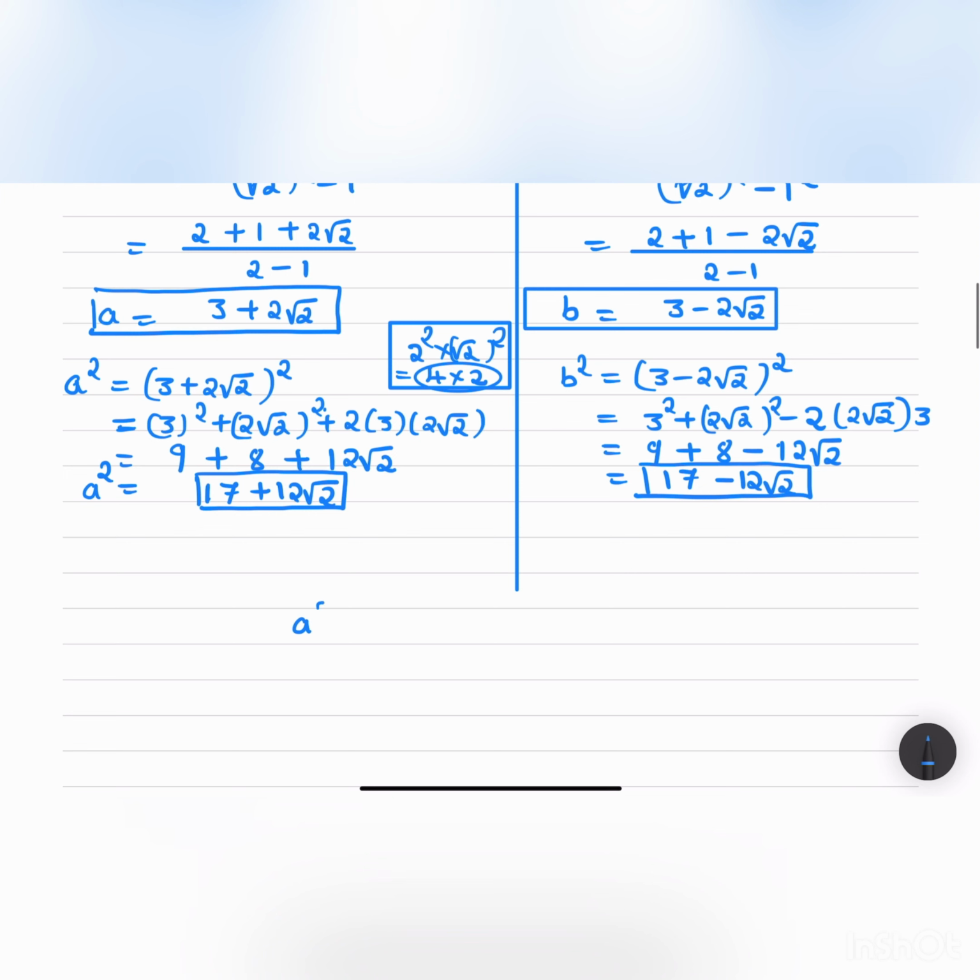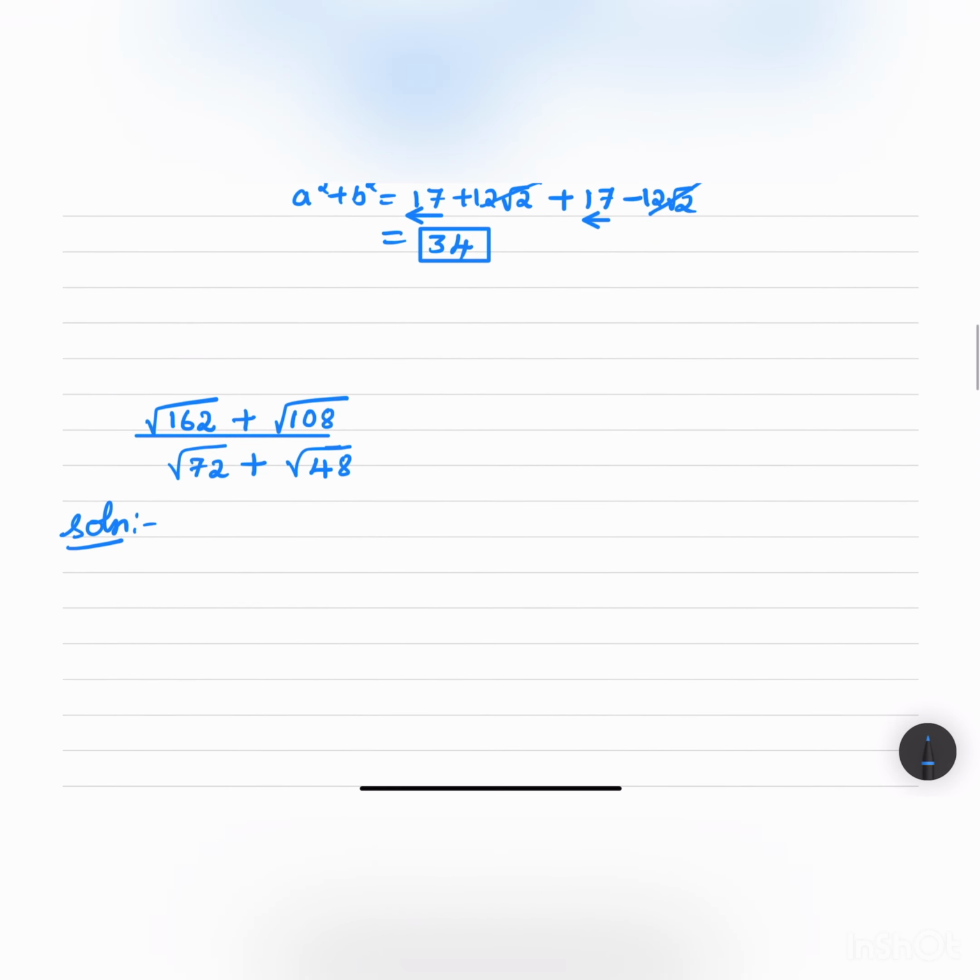A square plus b square is equal to, we have a square as 17 plus 12 root 2, and plus b square is 17 minus 12 root 2. Plus 12 root 2 minus 12 root 2 will be cancelled, and we have 17 and 17. If we add those two, we get 34. So this is the answer for a square plus b square. Now we'll go for the next one.